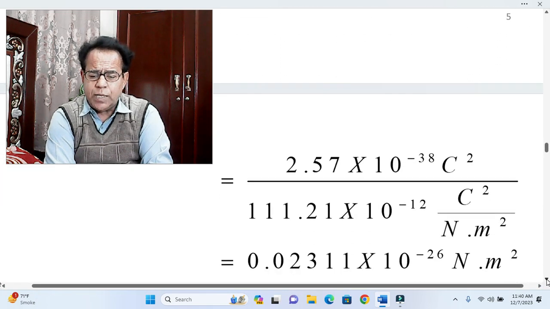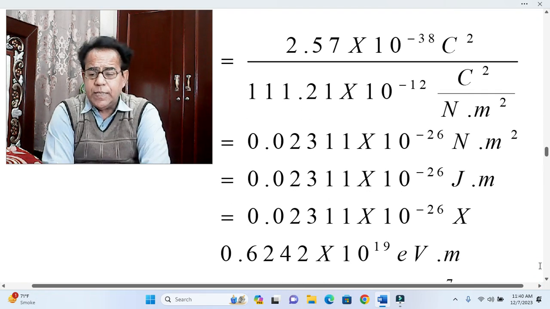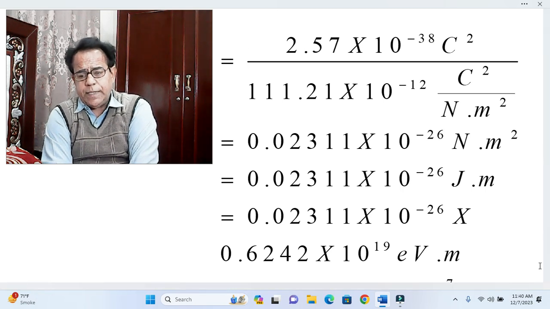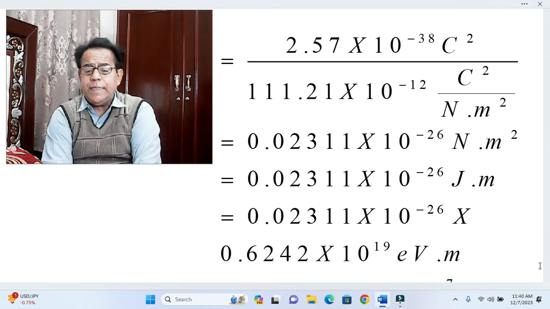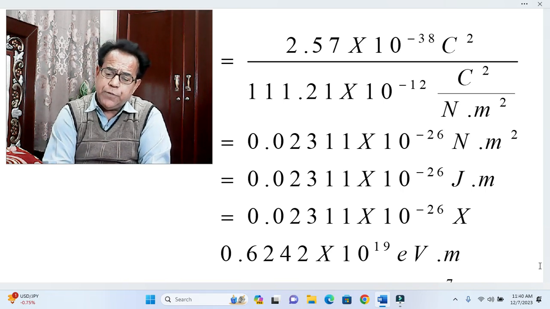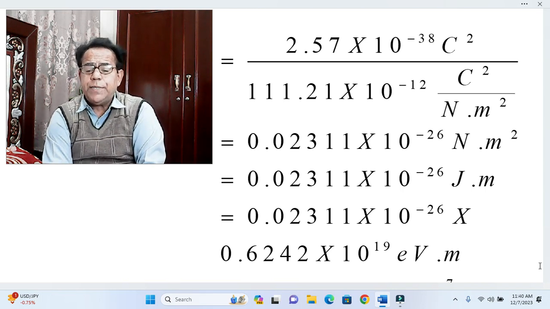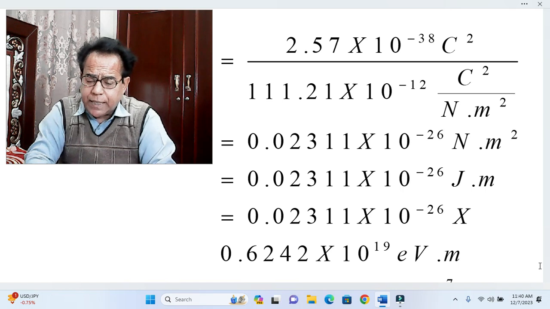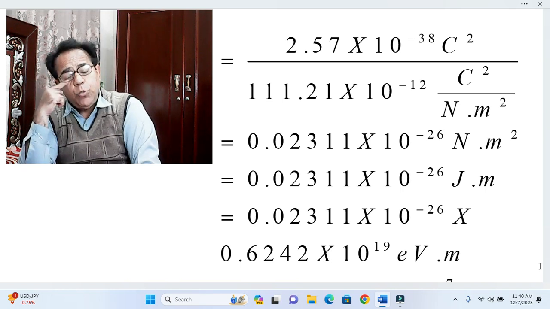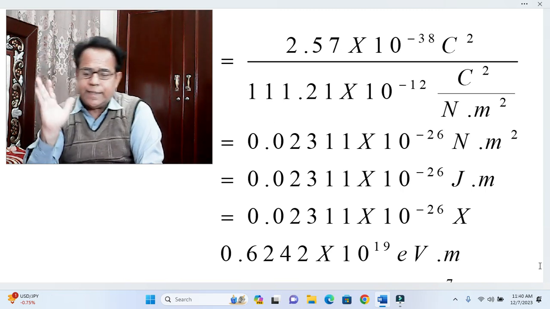Yes, students, we should not waste time on simplification steps, because this is almost middle class mathematics. Dear students, here coulomb square will be cancelled with coulomb square. Moreover, because Newton into meter square is in the lower part of the denominator, it will be shifted to the upper part of the numerator. Because Newton into meter is equal to joule, Newton into meter square can be written as joule into meter. Newton into 1 meter will be converted into joule, while 1 meter will still remain as it is.